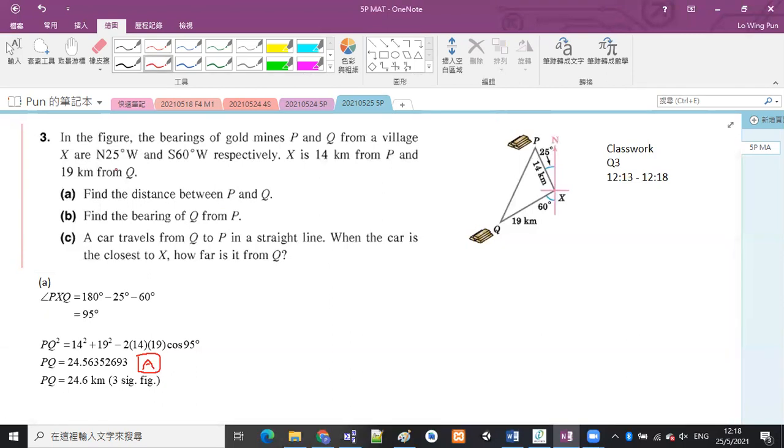Any problems for part A? Okay, so all of you get the correct answer, right? Okay, good. How about part B? Can you recognize which angle you are going to find first? We're going to find the bearing of Q from P. Of Q from P means standing at P and then looking at Q. You need to put a cross at point P first. Okay? So let us put a cross at point P.